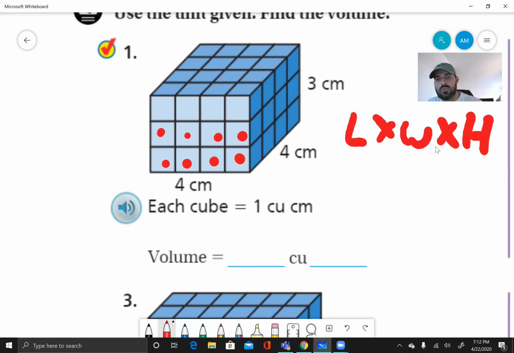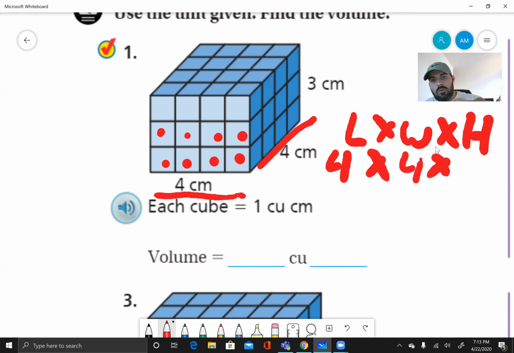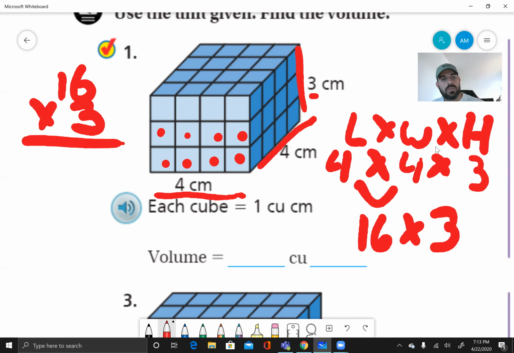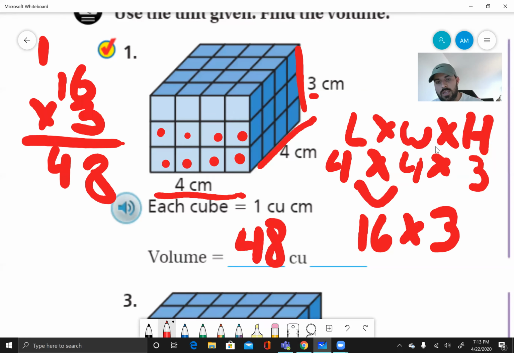It's a lot easier. I know that my length is 4, multiplied by my width, which is 4, and then my height is 3. To get my answer, all I need to do is multiply. 4 times 4 is 16, and then multiply by 3. 16 times 3: 3 times 6 is 18, 3 times 1 is 3, plus that 1 is 4. So our total volume is 48 cubic, and in this case it would be centimeters.